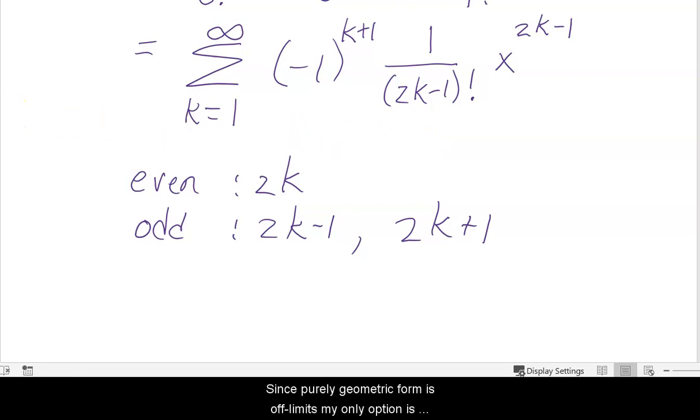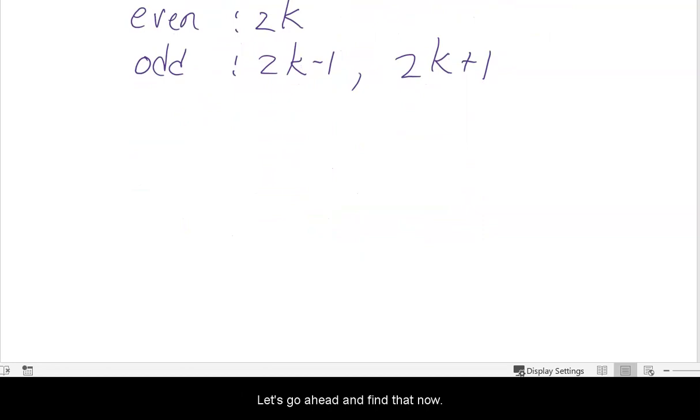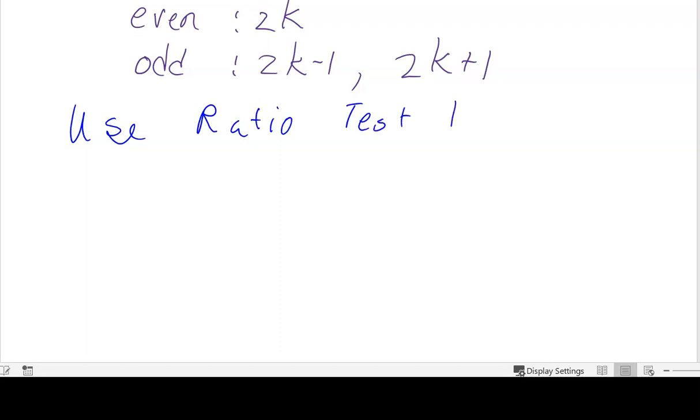Since purely geometric form is off limits, my only option is to use the ratio test. The ratio test will let me get some kind of boundary on the x variable that will require it to converge. Let's go ahead and find that now. So now I'm going to use the ratio test to find the interval and radius of convergence.